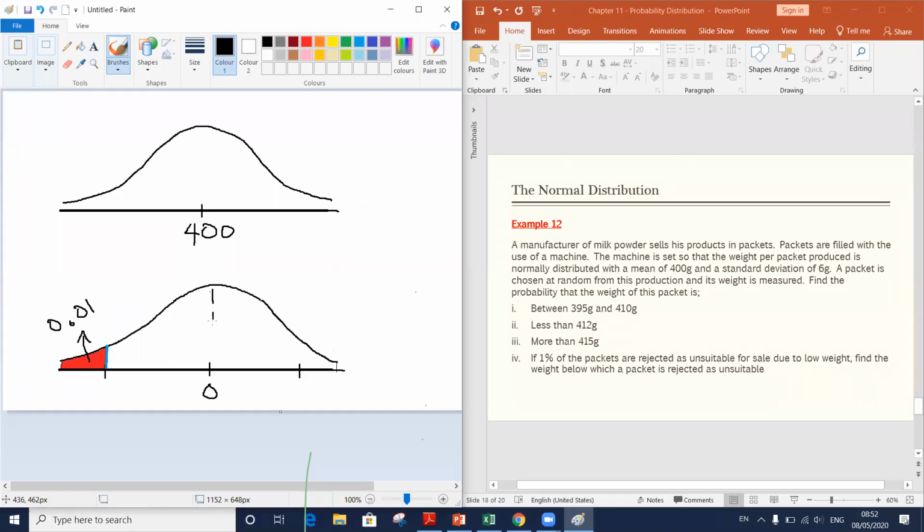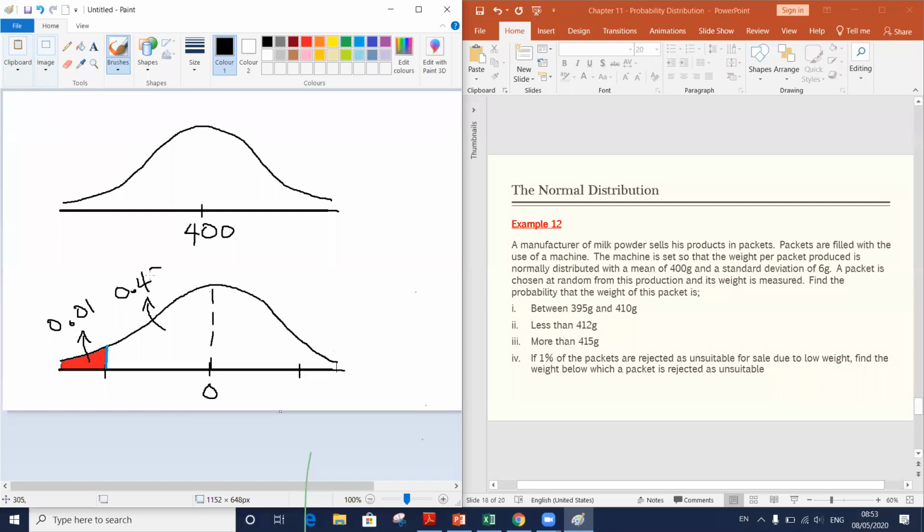If this area is 0.01, what should be the probability of the portion up to here? This is the only information we have been provided: 1%, 1 in 100 with the lowest weight. If the area belonging to this part is 0.01, what should be the probability here from 0 to this particular point? It should be 0.49.